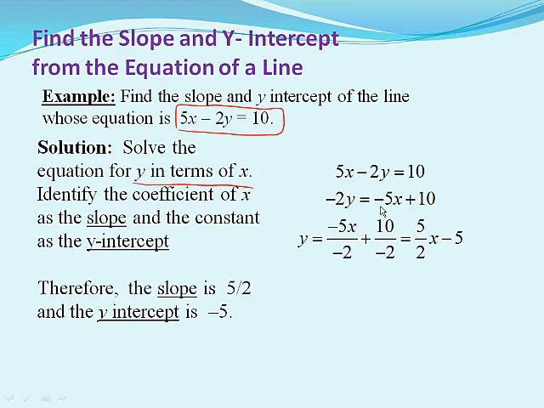Subtract 5x from both sides, getting this equation. Divide by -2 to get y by itself. So our equation will be y equals 5 by 2 x minus 5. So now we can identify the slope. Slope will be the coefficient of x, and the y-intercept is going to be the constant term, which will be -5.